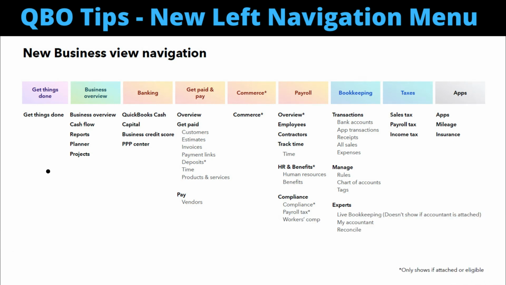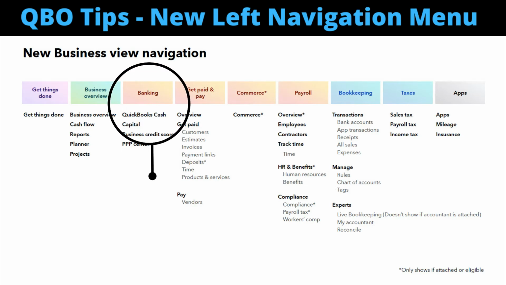We have the Get Things Done menu. This will bring you to the classic menu with icons for actions like you would see in desktop. And admittedly, I never use this, either in QBO or desktop. The business overview houses review and planning features, including cash flow, the reports and performance centers, projects, and budgets.